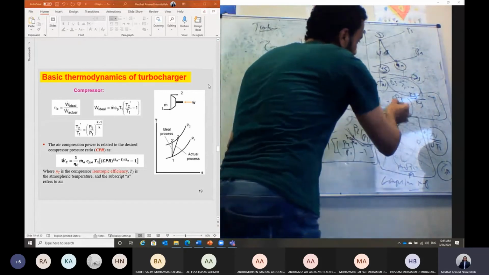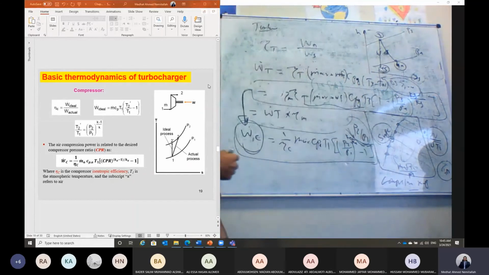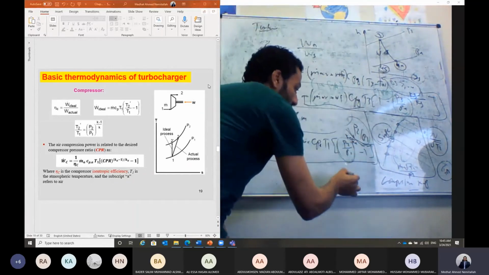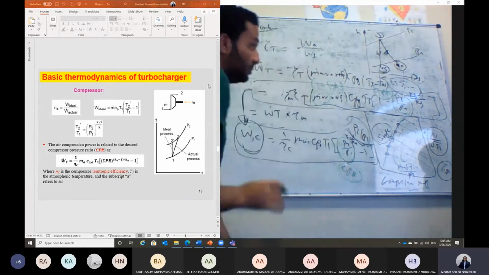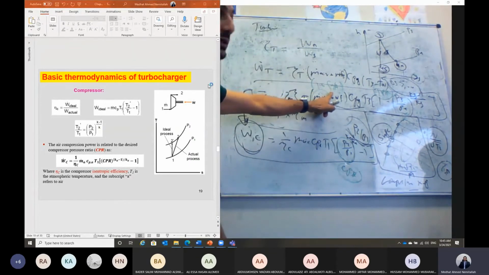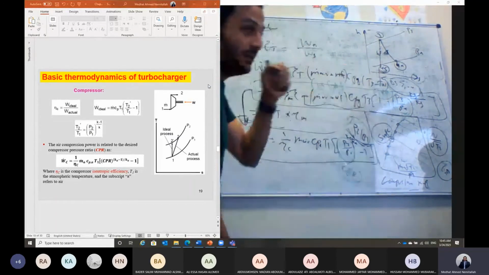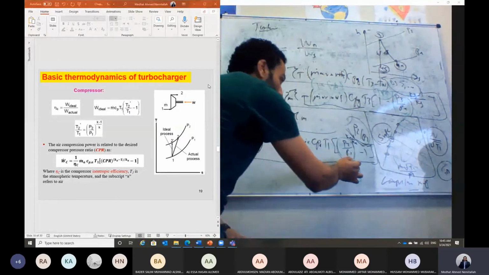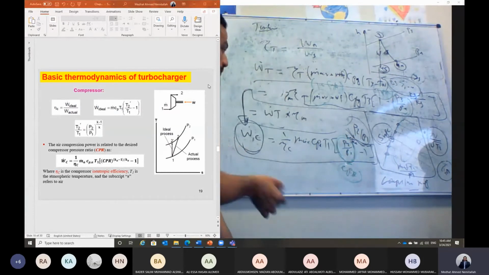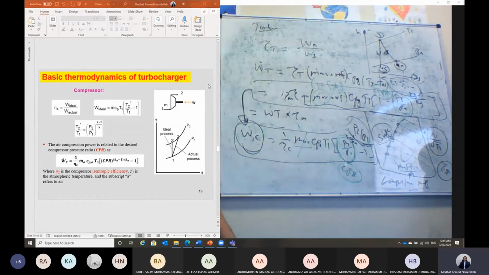This term P3 over P4, we call it the turbine pressure ratio, the pressure ratio across the turbine. And this term is the compressor pressure ratio. We don't know all of these values. We don't know the fuel to air ratio at this point. We need to match. We don't know the turbine pressure ratio that is required to generate a given compressor pressure ratio. We divide by mass flow rate of air, so this term will be 1 in this case.